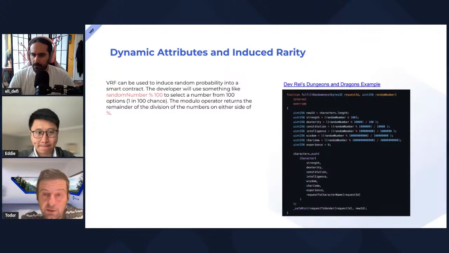So if you get the output of VRF and then apply the modulo operation to it with the number, say, 100, that will give you an output between 0 and 99, completely random, with a completely ignorable modulo bias, because the input is a very large number, like 73 digits.